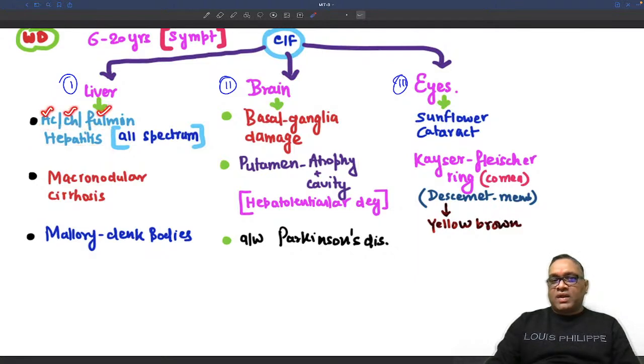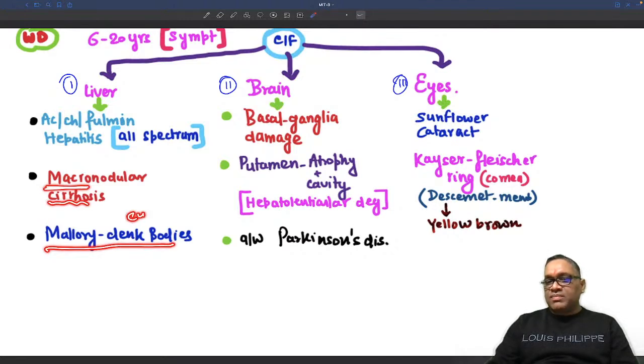So acute, chronic, fulminant, all types of hepatitis will be present in this patient, right? They will have macronodular cirrhosis, remember it is macronodular cirrhosis, and Mallory-Denk bodies, which are made up of cytokeratin. So please remember, Mallory-Denk bodies, which are made up of cytokeratin, will also be seen. In the brain, they will have basal ganglia damage. The putamen will have atrophy and cavity formation. So that is why it is also called hepatolenticular degeneration.